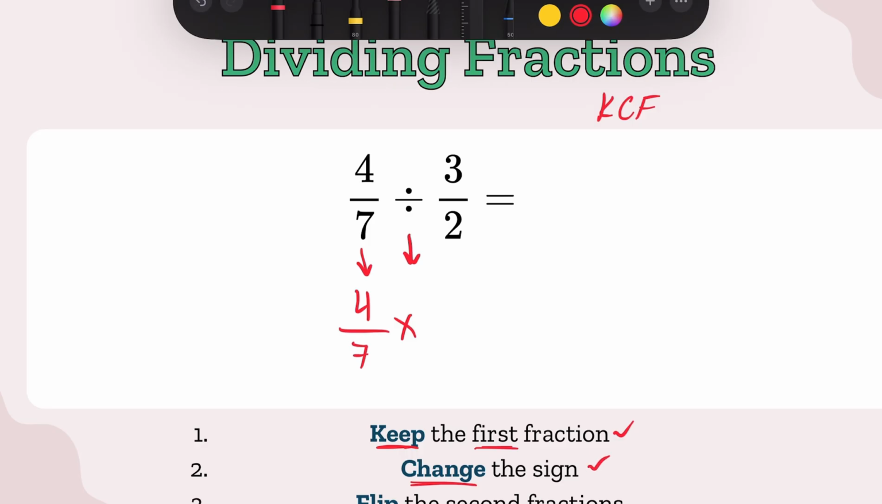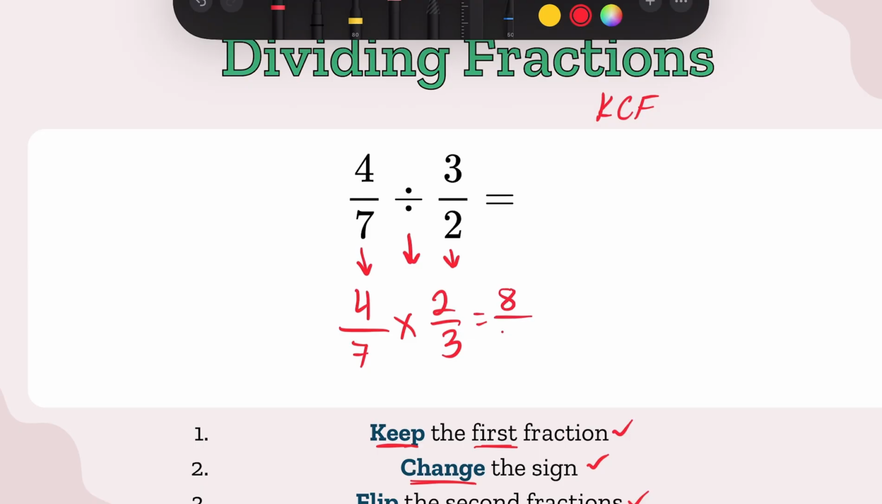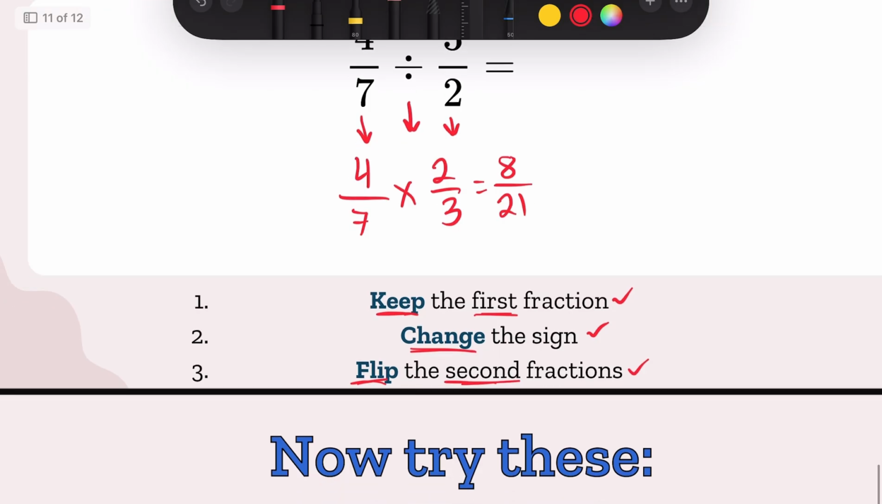So there, I changed my sign. And now the last step is to flip the second fraction. So instead of 3 over 2, I'm going to write 2 over 3. And there you go. And now we just multiply like normal. 4 times 2 is 8, and 7 times 3 is 21.